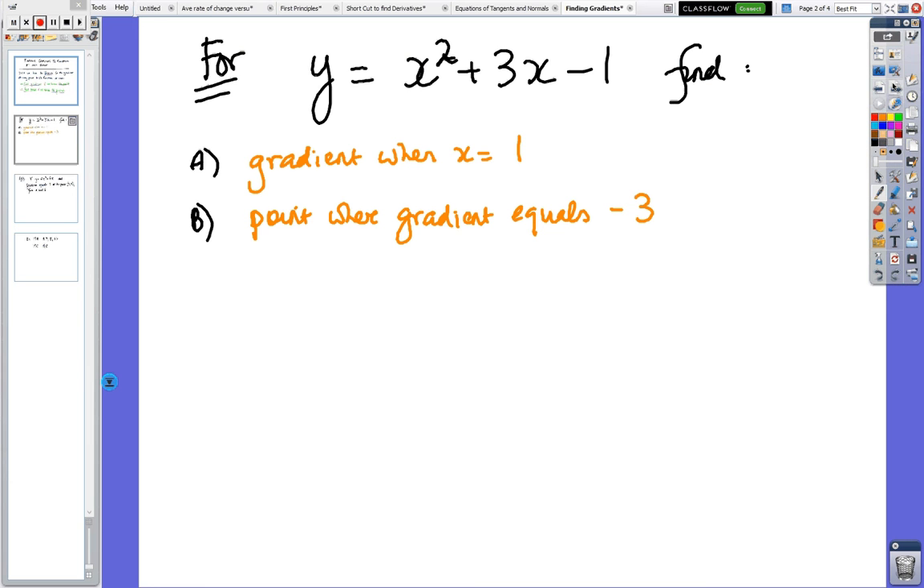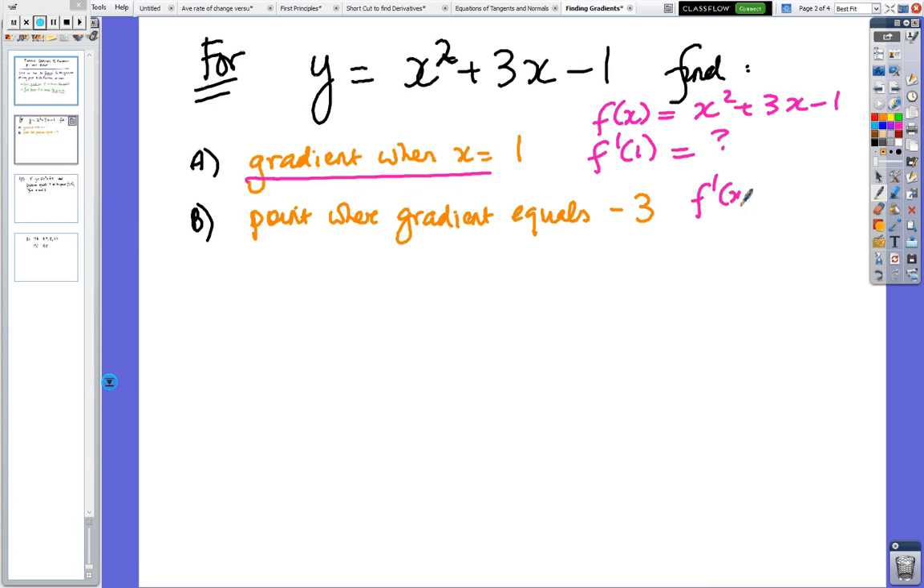Now note, if this question had been written differently, rather than y equals, we could add f(x) equals, and the first question would have looked like this: find the gradient when x equals 1. But in the second part, we would have been finding f dash x equals minus 3, and then we're trying to find the x value. Okay, so just note that the question can be asked in mathematical terms, and it's still pretty straightforward.